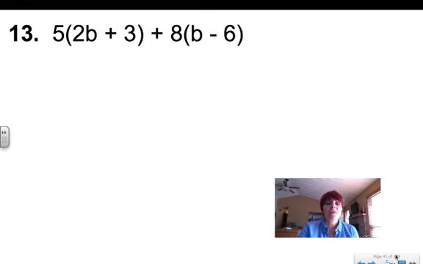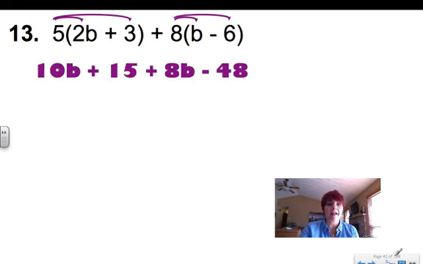Moving on to 13, this time you actually have two distributive properties. So we're going to start with that. When you do that, you end up with 5 times 2b is 10b, and then 5 times positive 3 is plus 15, and then you take positive 8 times the b, so you get plus 8b, and then positive 8 times negative 6 would be minus 48.